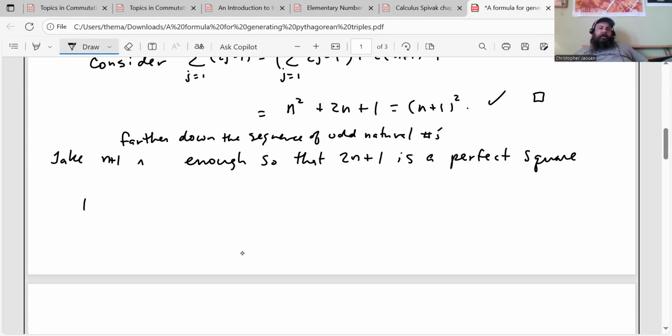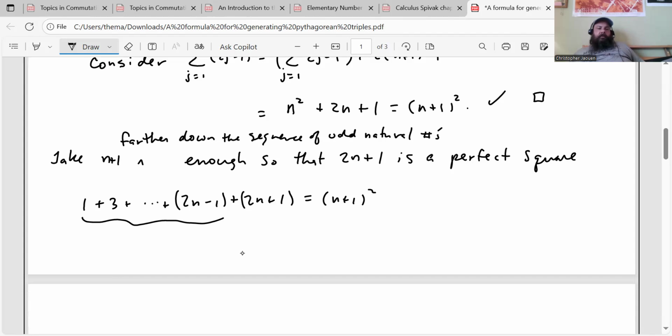So in other words, what we get is 1 plus 3 plus all the way up to 2n minus 1 plus 2n plus 1. We know that that's n plus 1 squared by what we just showed by the lemma. But also, we know that this is n squared. This is n squared plus 2n plus 1 equals n plus 1 squared.